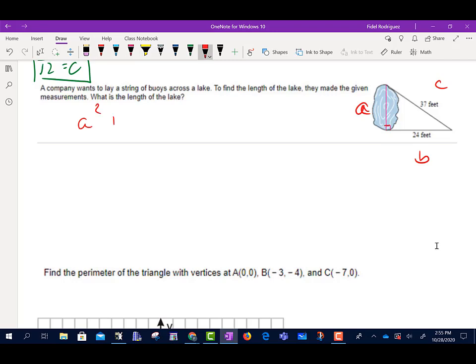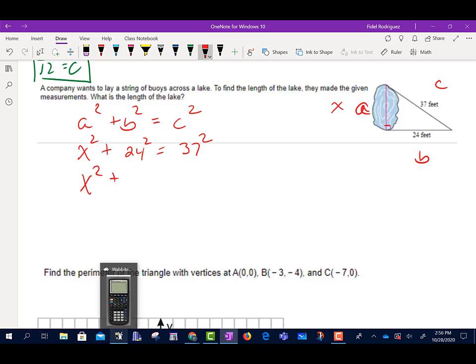Let's write down our formula. Guys, by the time we're done with this one section, you're going to know the Pythagorean Theorem, front ways and back ways and sideways and slant ways and all that kind of good stuff, right? So we don't know what this distance is. We're going to call it x. So x squared plus 24 squared equals 37 squared.